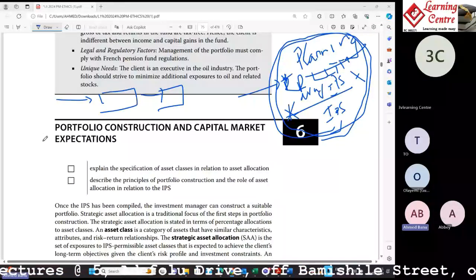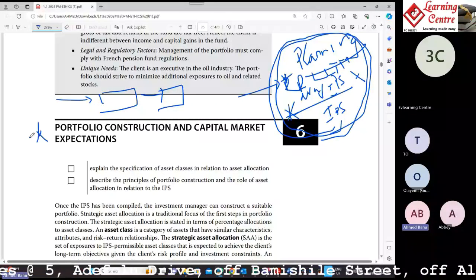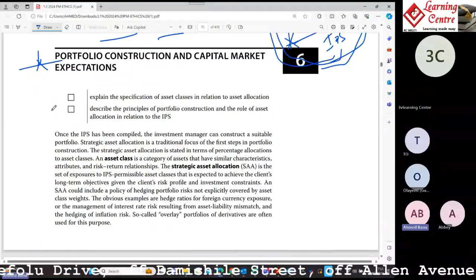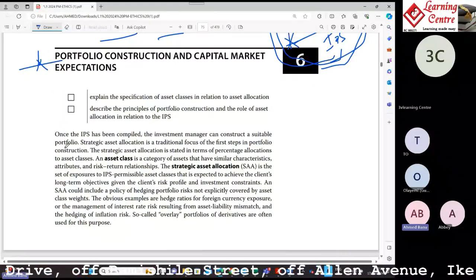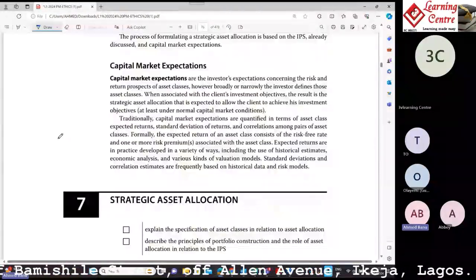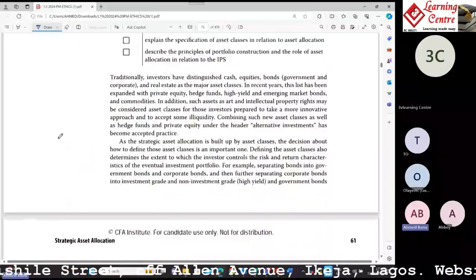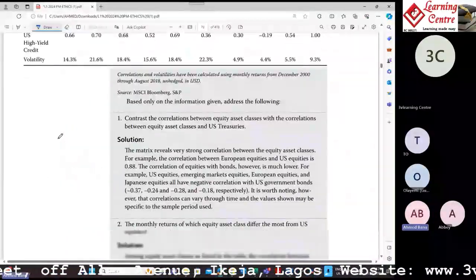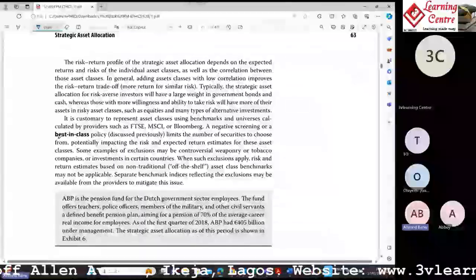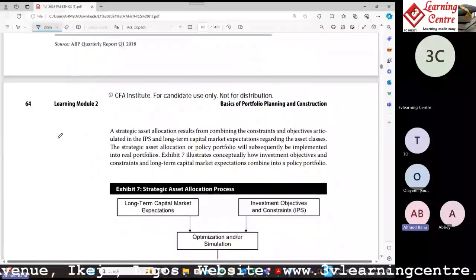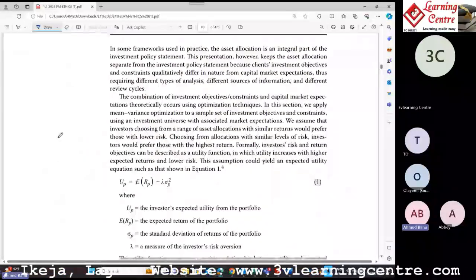Okay, so let's move to the second part of the reading. The second part of the reading is portfolio construction and capital market expectation. For this reading, I'm going to go a bit technical. And I was sitting down here asking myself, should I talk about this now, or should I hold this and come back to it? I really don't understand why the curriculum has structured it this way.